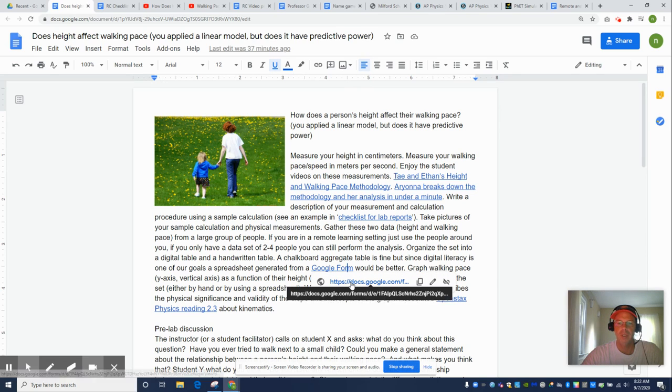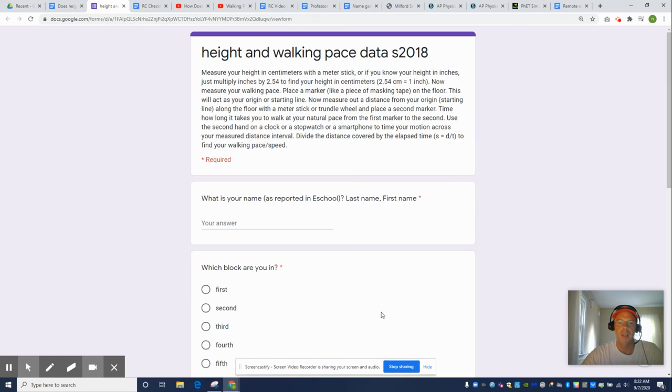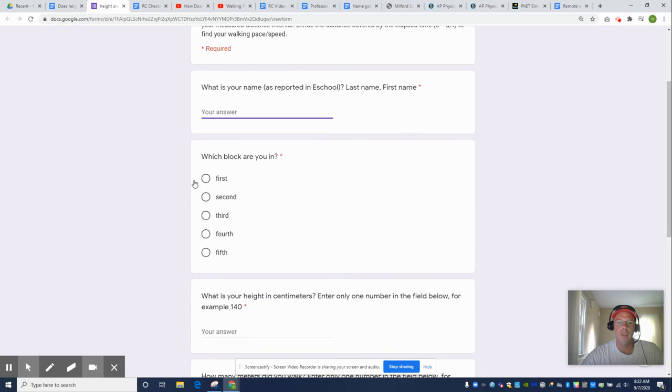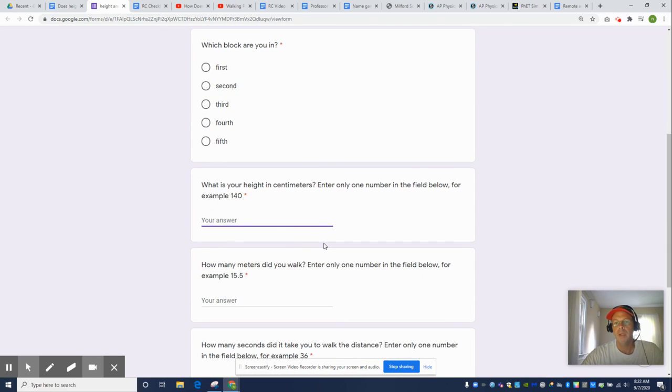We're going to enter your data, that is your height and your walking pace, into this Google form. It's just a survey. So put in your name, what class you're in, measure your height in centimeters. You can obviously just multiply your inches and do a conversion. So like I'm 5'11", 5 feet would be 60 inches. 5 groups of 12 is 60. So 60 plus 11 is 71 inches. And then you just multiply by 2.54.